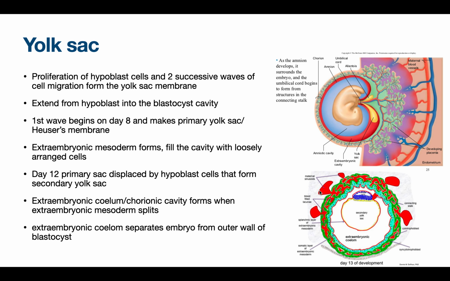Here is a better picture. This is more in terms of this timing, this period around 8 to 12. Here are the maternal sinusoids, which would be like this, and the blood vessels. And this is the splanchnic layer. Here's the cytotrophoblast, and then syncytiotrophoblast on the outside, and these are going to be the lacuna. Here's the connecting stalk, which will eventually split into that. Here's the amniotic cavity.